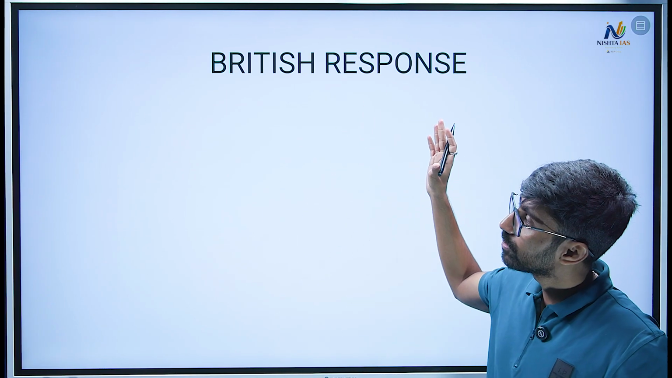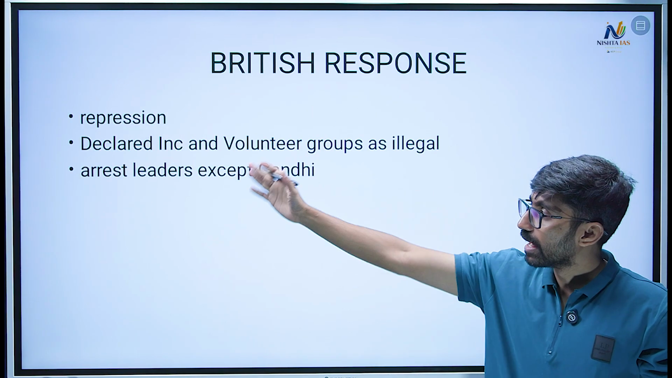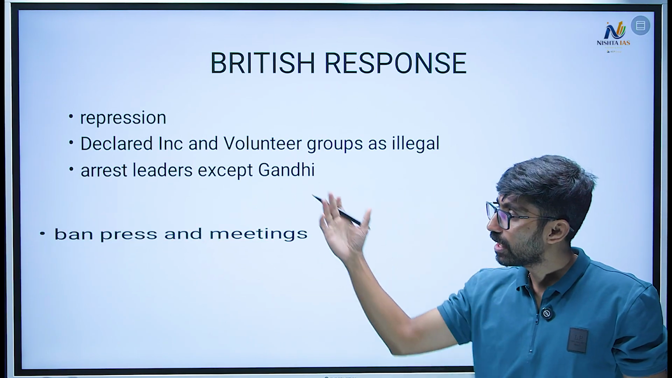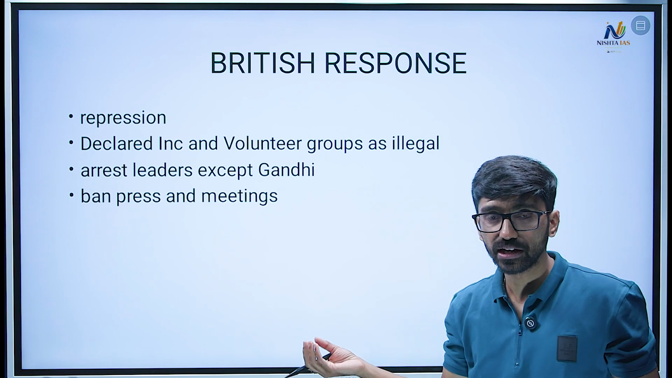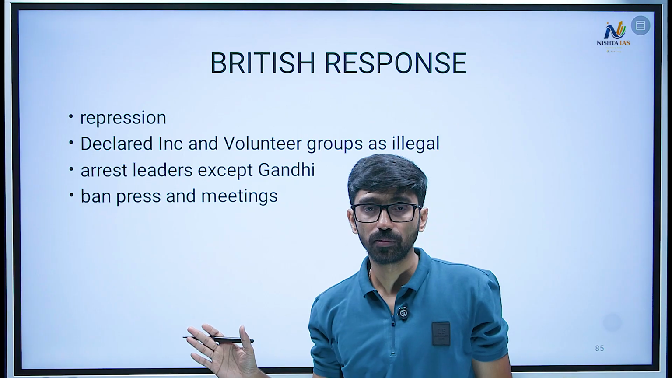Now what is the British response after this? Repression happened. They declared volunteer groups illegal, arrested leaders except Gandhi, and banned press and meetings. That's what a dictator government will do. They banned all the activities, so no mass movement could be possible.